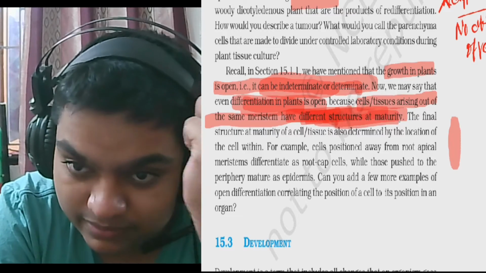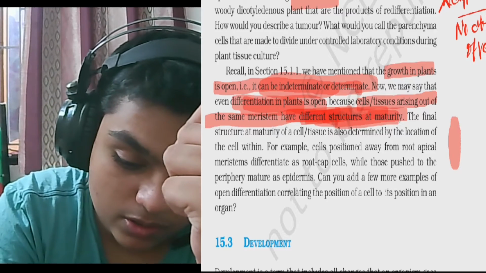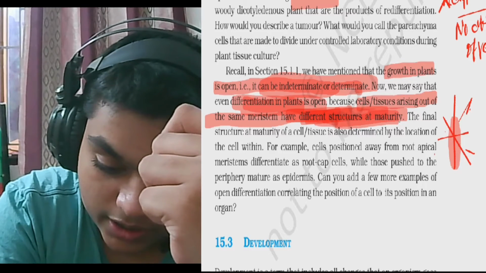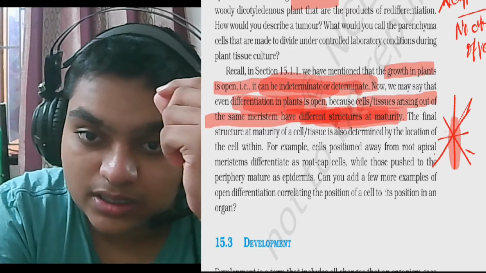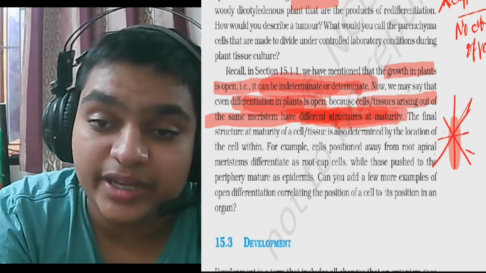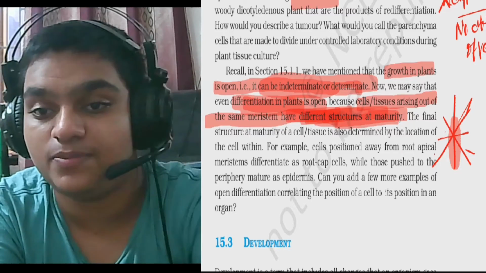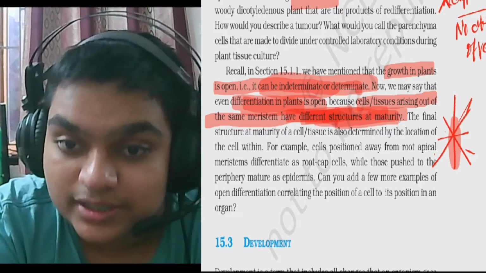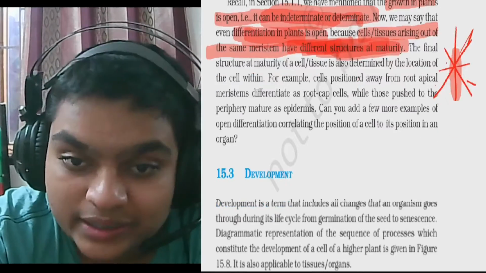If this is the meristem, the cells arising out of this meristem, these 4 cells, if you divide at any plane, these cells possess the same ability as that of the meristem, but they are just different structures. They are diverging from one position. That is why differentiation is also open in plants.